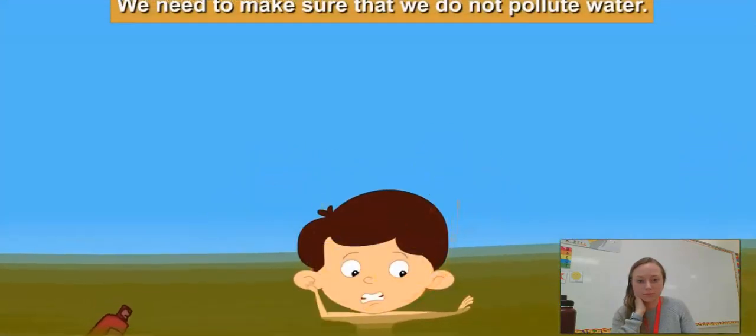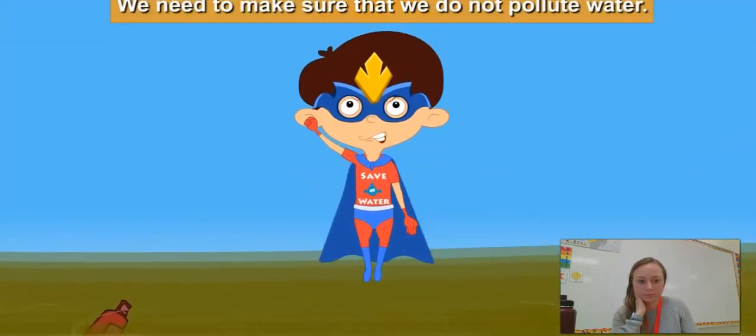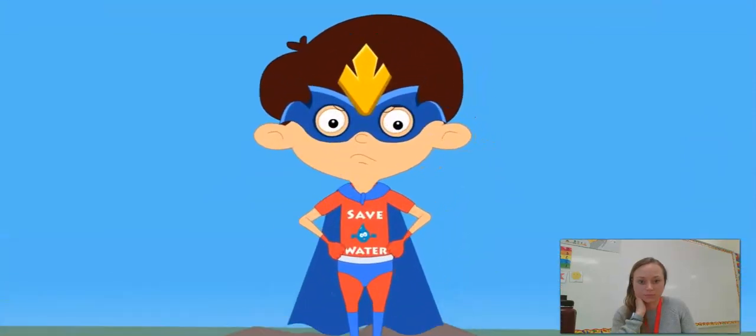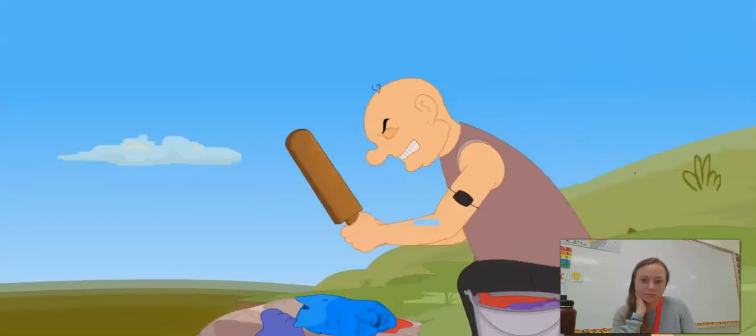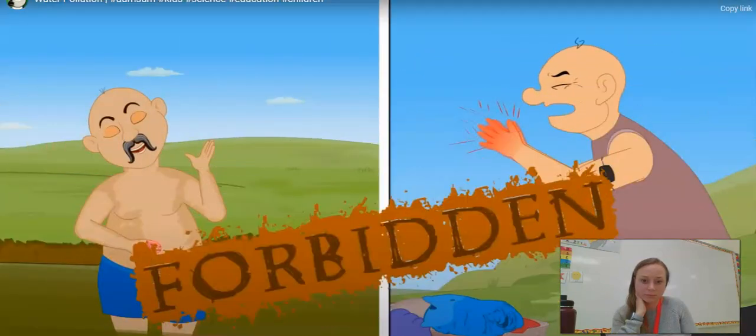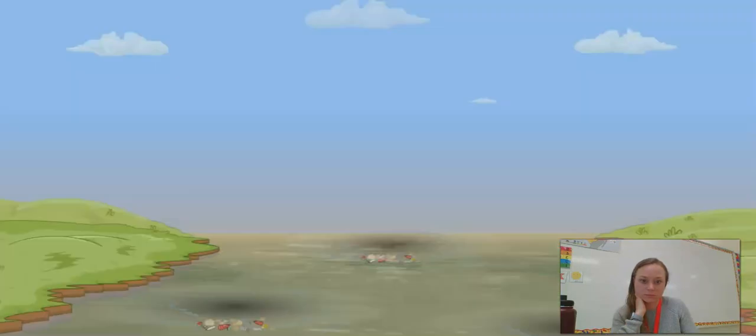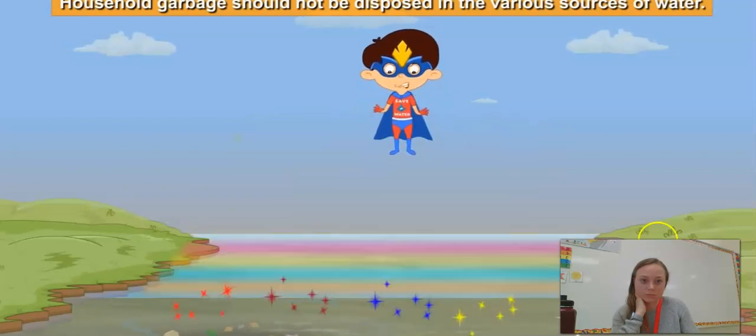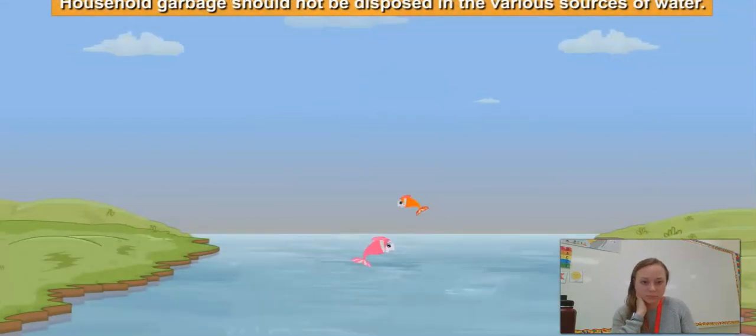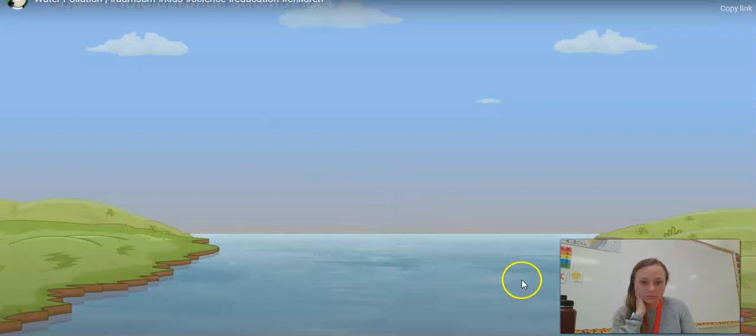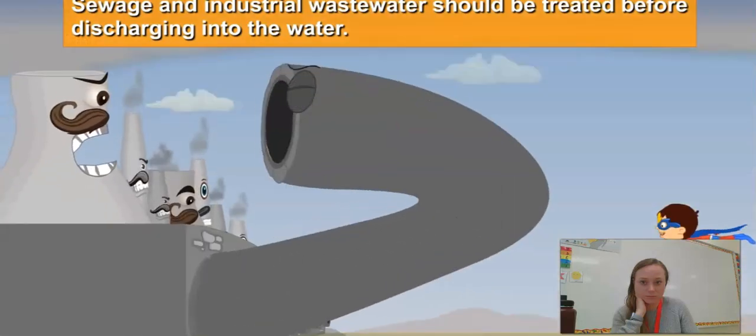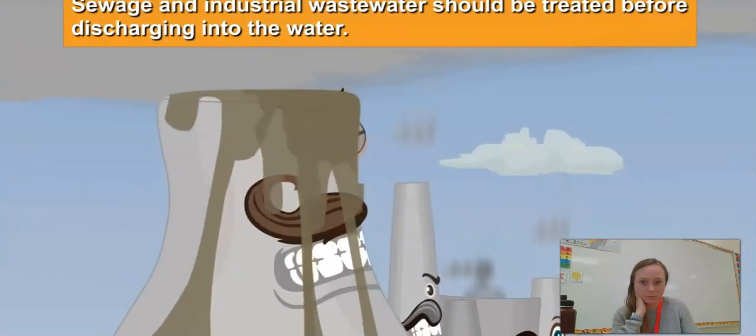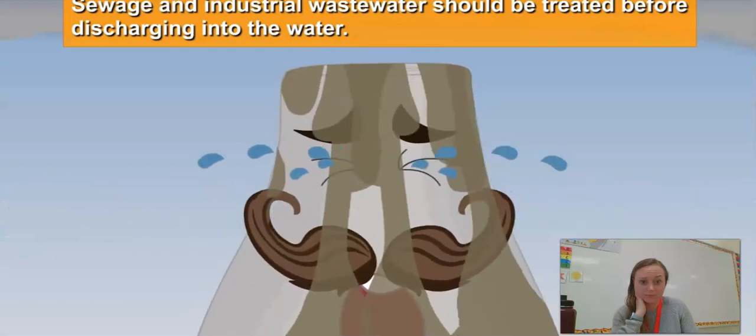Thus, we need to make sure that we do not pollute water. Domestic activities like bathing, washing clothes and utensils should not be done in rivers, lakes, ponds, etc. Household garbage should not be disposed in the various sources of water. Also, sewage and industrial wastewater should be treated before discharging into the water.